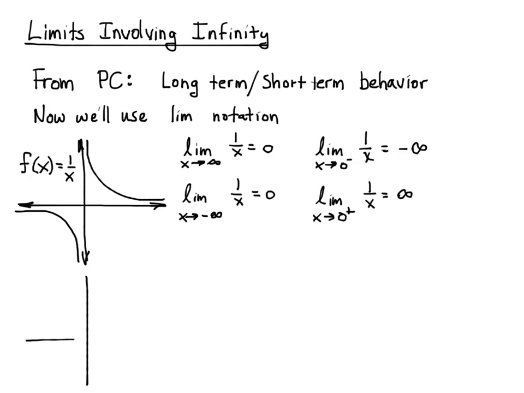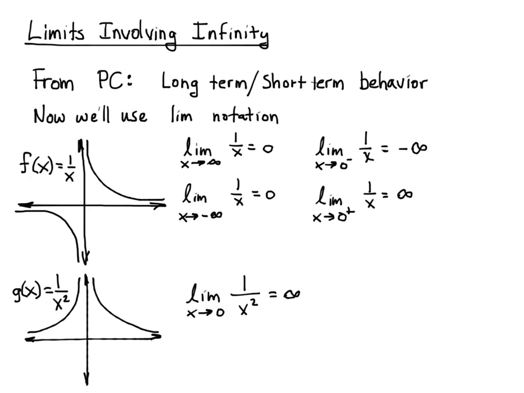All right, and then the other toolkit function that we can look at here is 1 over x squared. And we have most of the same thing, except here as x goes to 0, the limit of 1 over x squared is going to be infinity. So on this one, whether we come from the left or the right, it's going to go to that positive infinity. So we can write that as one statement, and it means we can come from either side and we'll go to infinity.